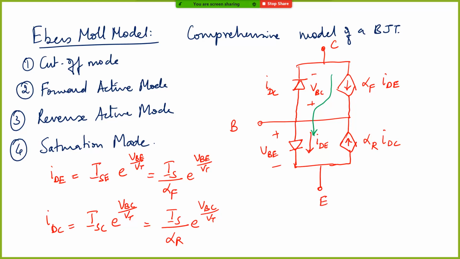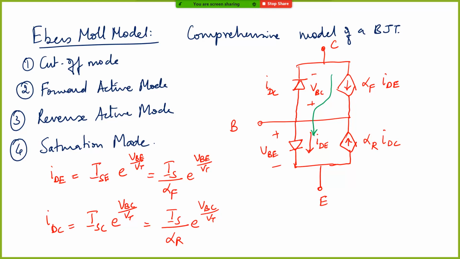This is what is called an Ebers-Moll model. Is this clear? All we did was take the large signal model in the forward active mode, take the large signal model in the reverse active mode, and just put both together.